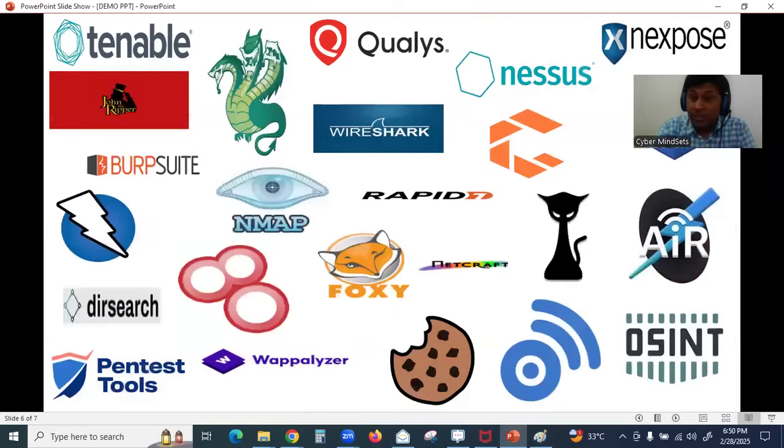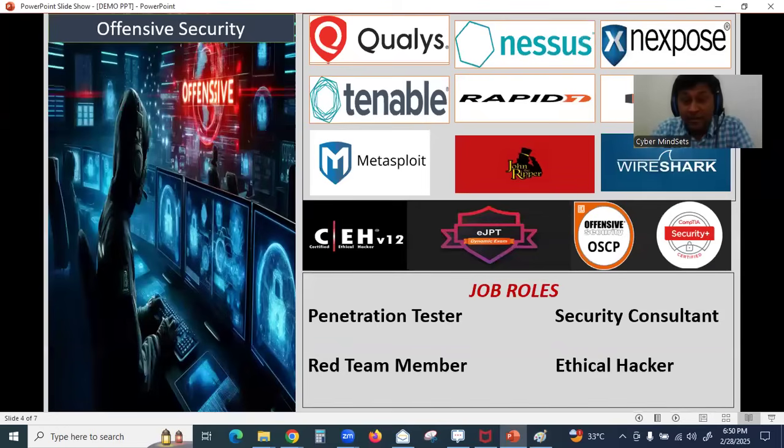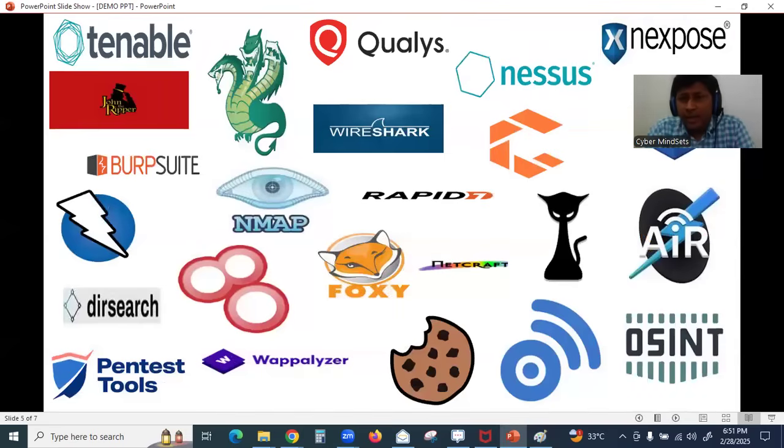Okay, that also is a very great field in cybersecurity, guys. These are the tools which are mostly used in offensive security. If you go to this section of my slide, these are the most commonly used certifications in offensive security. These are the main job titles which people use for offensive security. These are all the tools which are very well known in offensive security, right?